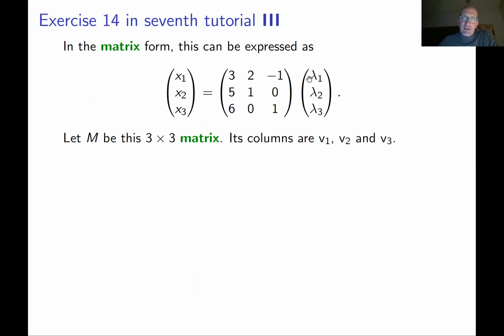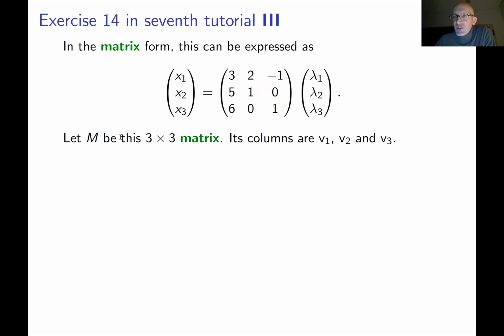Since we already know how to multiply matrices and how to find the inverse of a matrix, if you find the inverse of this matrix and multiply by it on the left-hand side, you get an expression of lambda 1, lambda 2, lambda 3 in terms of x1, x2, and x3. One can notice that the matrix we got here is invertible. We call this matrix M, and usually this matrix M is called the change of basis matrix.